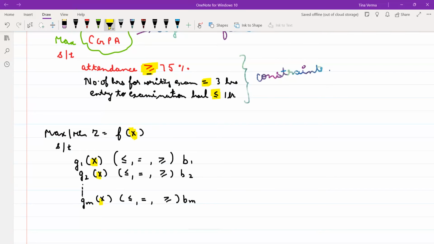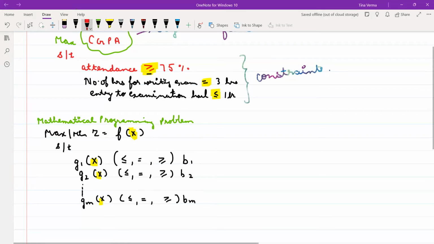The next, this kind of problem we say is a mathematical programming problem, in which you have one objective function that is either to maximize or minimize, subject to some constraints that it should satisfy. Sometimes we also write this as MPP, that is your mathematical programming problem.